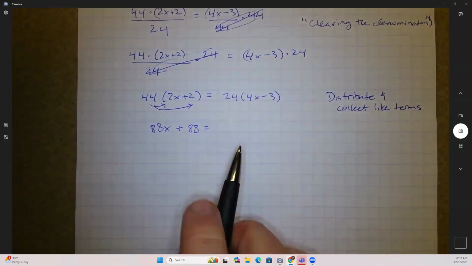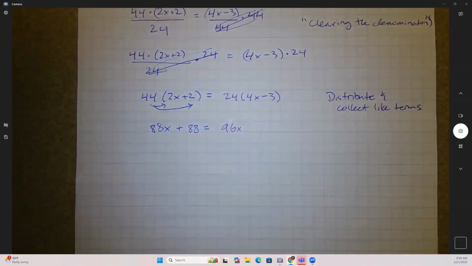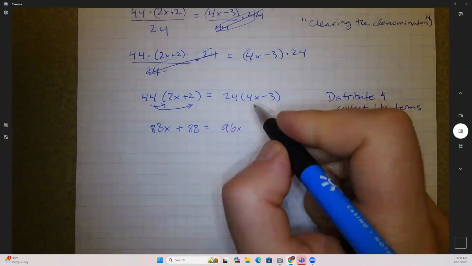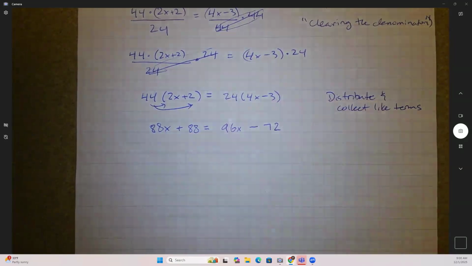24 times 4x is 96x. Calculators are fine. And then a minus 24 times 3 is minus 72.